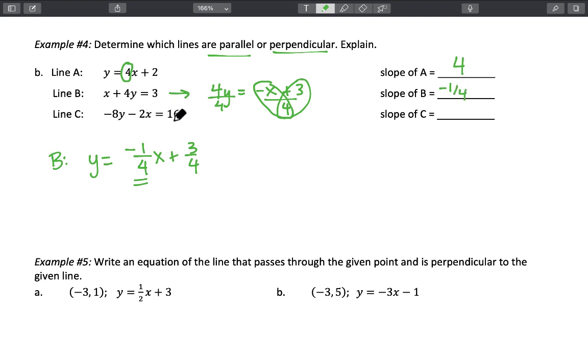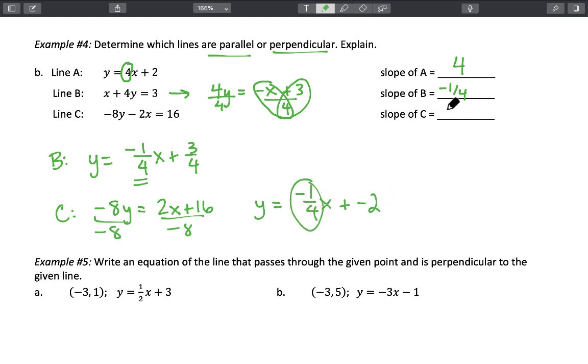Finally, let's find the slope of line C. I can tell that it's not in slope-intercept form, so I'm going to have to move some things across the equal sign. We're going to start by adding over the 2x, and I get negative 8y equals 2x plus 16. Now I have to divide both sides by negative 8. That gives me the equation y equals negative 1/4 x, since I simplified negative 2/8, plus 16 over negative 8, which is negative 2. So the slope of line C is negative 1/4.